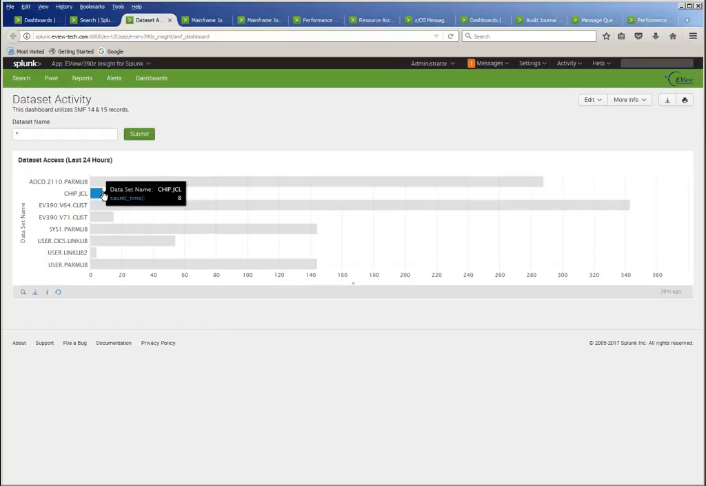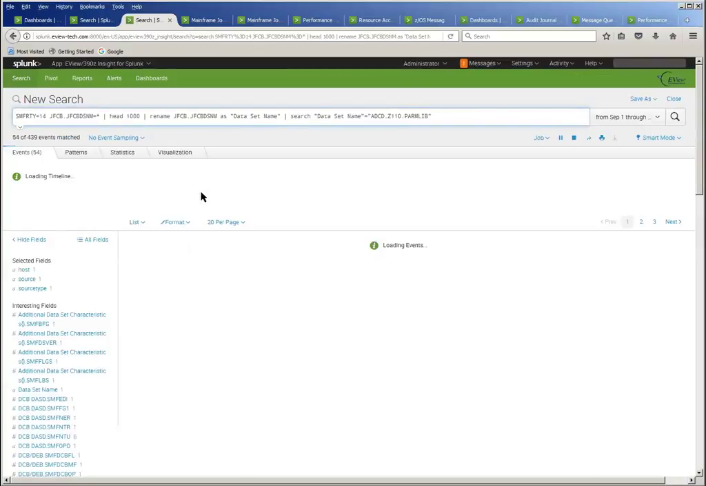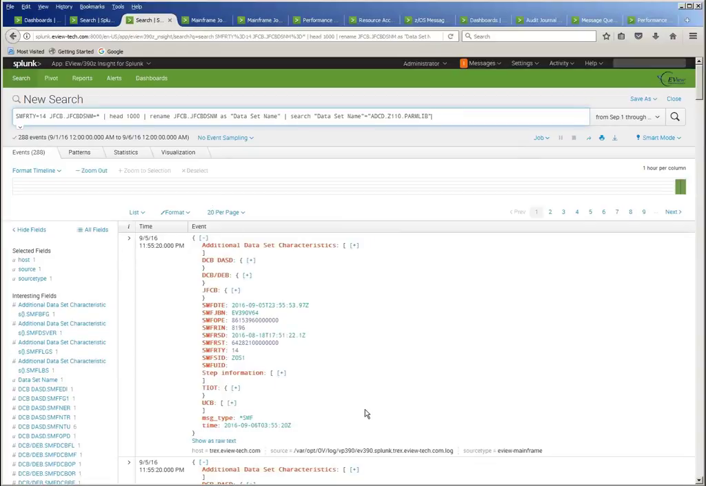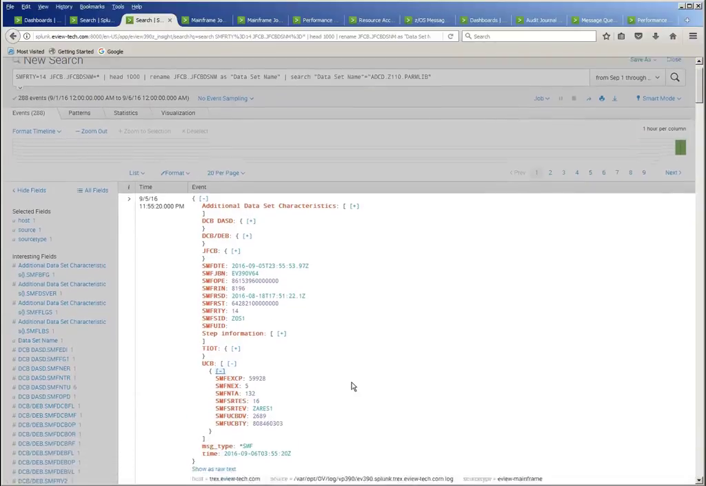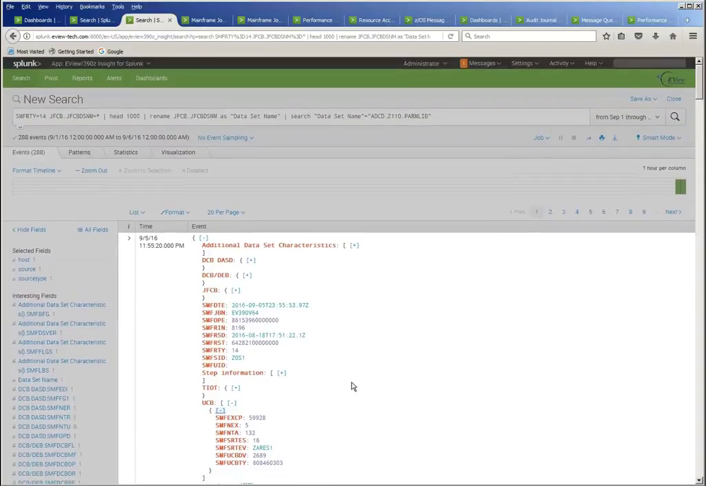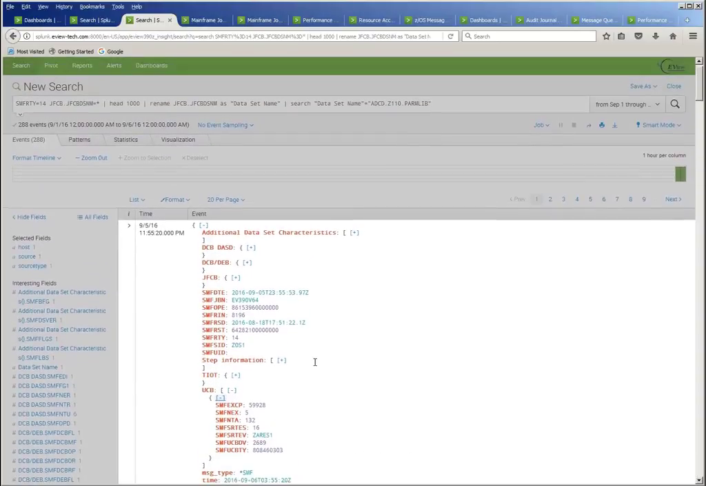So if we drill down into the data where we see a particular data set that's been seeing a lot of accesses, we can go into this data and see more details. For example, we can see what job was accessing this data. We can also find out how many disk devices that data set is on and how much activity it got on that particular device. So there's a lot of information available as part of these records that you can get into in more detail as far as the data set activity.